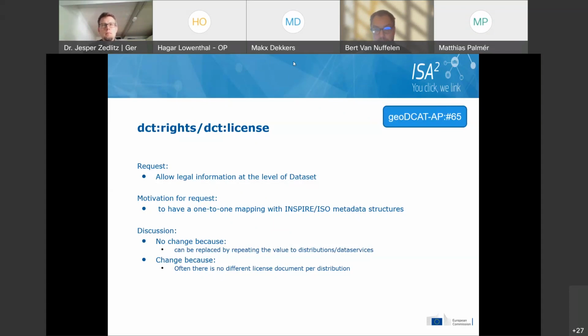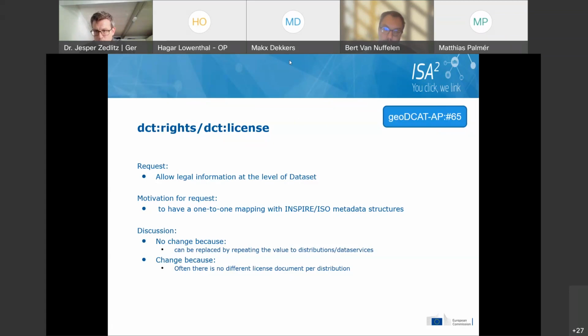People said it should be on the distribution, and if it's all the same for all the distributions, just repeat it for every distribution. Yes, but it would be nice to see if there is an actual use case where it makes sense to have two different licenses on two different distributions. For me, if you have something with different resolution, then I understand there could be two different licenses. But from my understanding of the semantics of DCAT, you shouldn't have two different resolutions on two distributions. It should really be considered two different datasets.